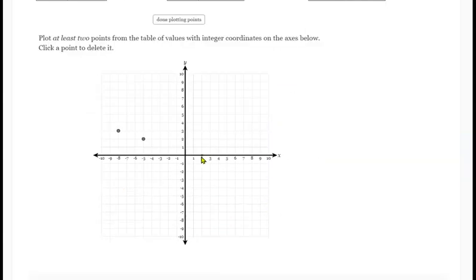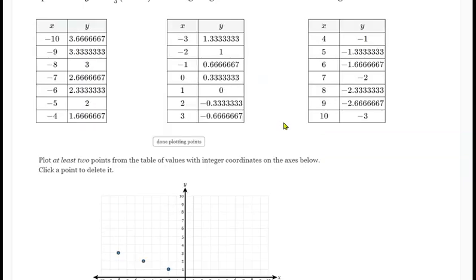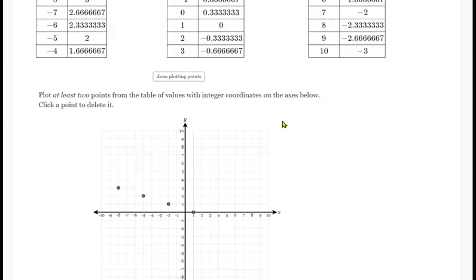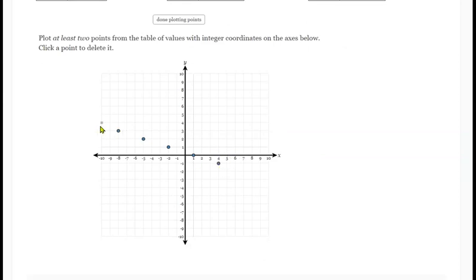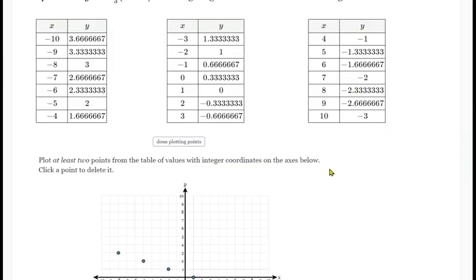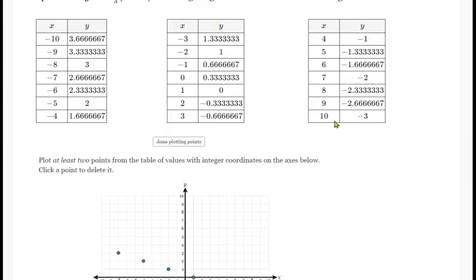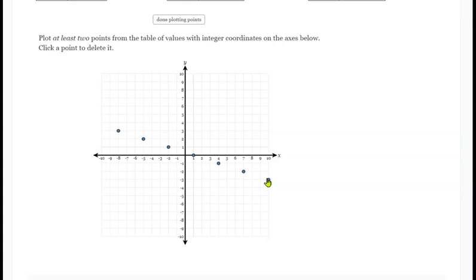I can plot (-2, 1), (1, 0), (4, -1), and if you look carefully, it is following along the same straight diagonal line. (7, -2), and then (10, -3).